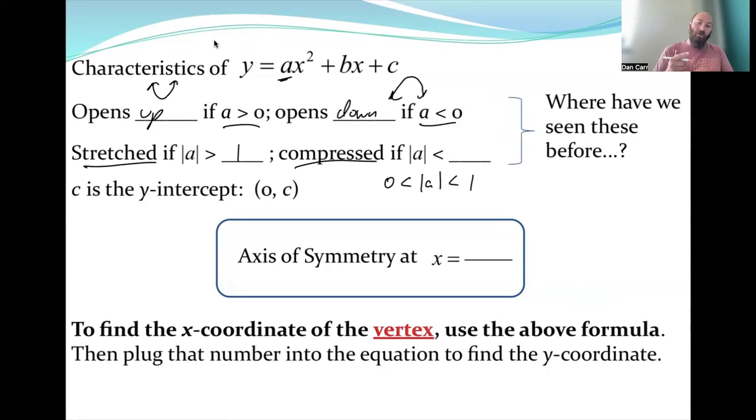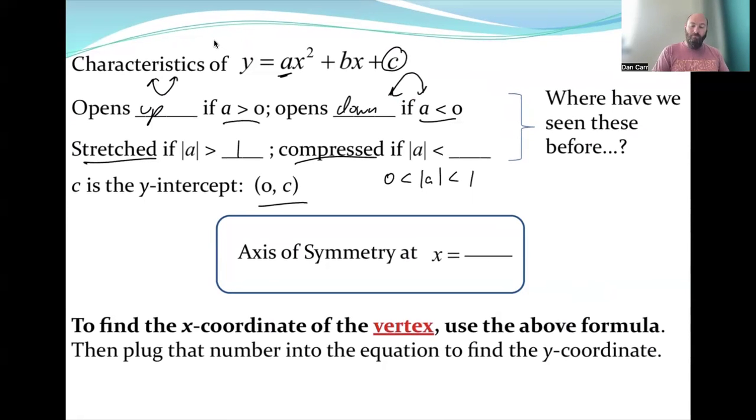Okay. One other special thing here, c, this value right here, that is actually going to be the y-intercept. Kind of like with our y equals mx plus b, the value at the very end was our y-intercept. Kind of works the same way here. This value c is going to be crossing at the y-axis.